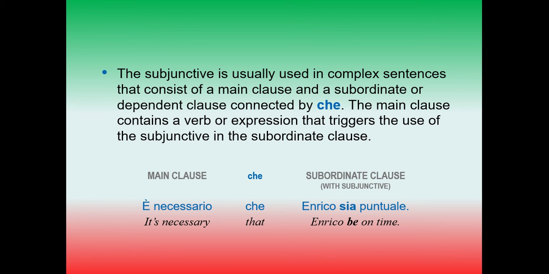The subjunctive is usually used in complex sentences that consist of a main clause and a subordinate or dependent clause connected by che. The main clause contains a verb or expression that triggers the use of the subjunctive in the subordinate clause. For example, you could have the main clause è necessario, it's necessary, che, that, and then your subordinate clause Enrico sia puntuale.